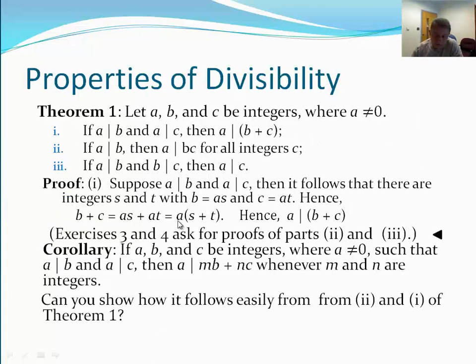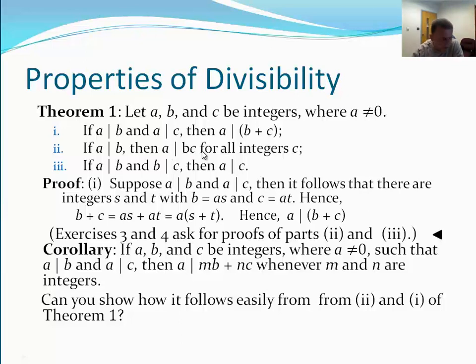Properties of divisibility now. Let a, b, and c be integers, where a is not 0. If a divides b and a also divides c, then a divides b plus c. This is a theorem, and there is a proof here. If a divides b, then a divides b times c.